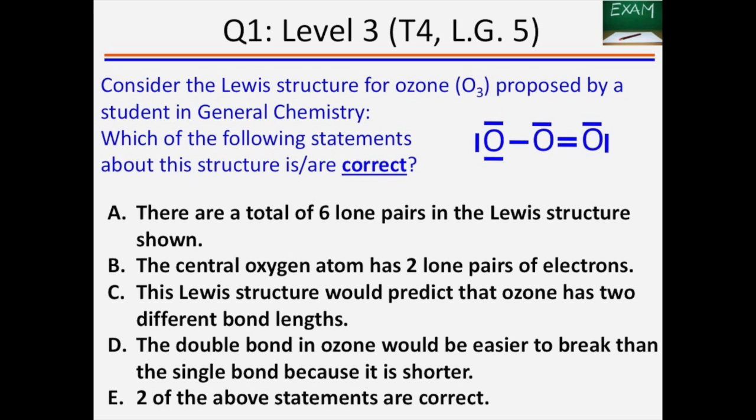Choice C states the structure has 2 different bond lengths. This response is correct because, being that there is a double and a single bond, each holds a different length. Double bonds are shorter and single bonds are longer.